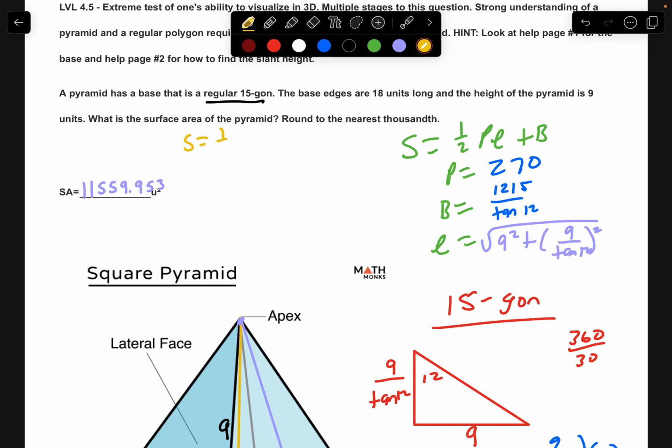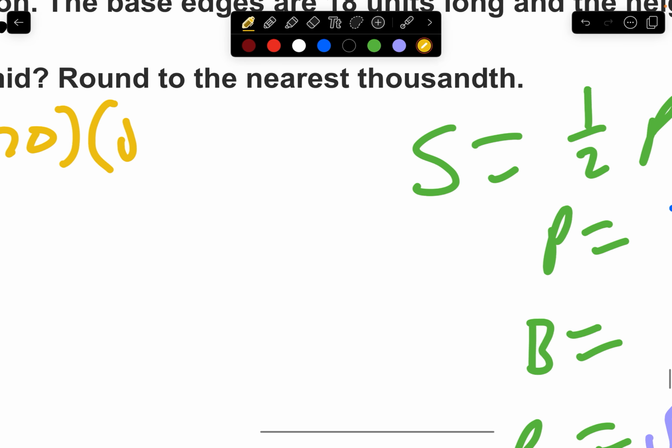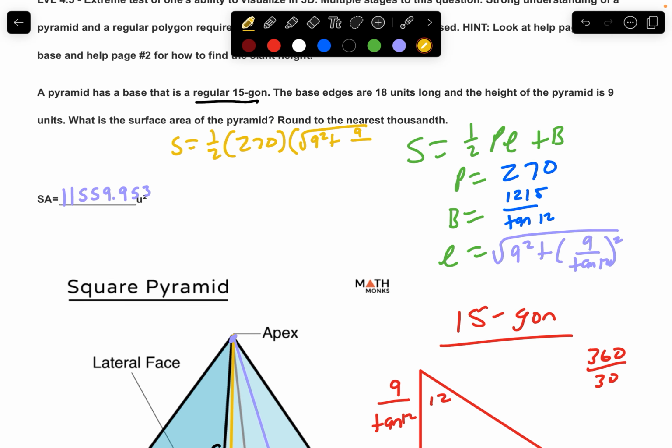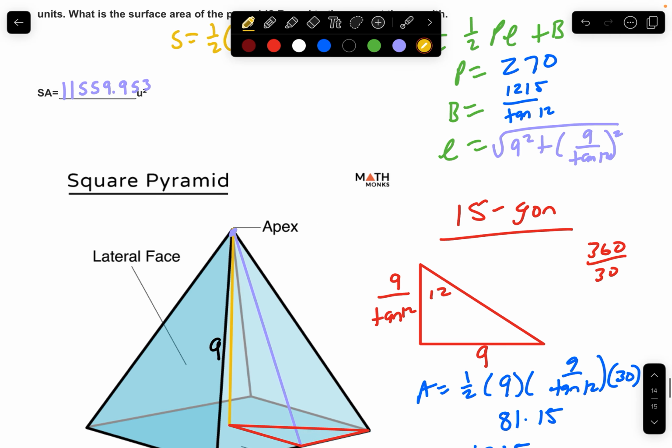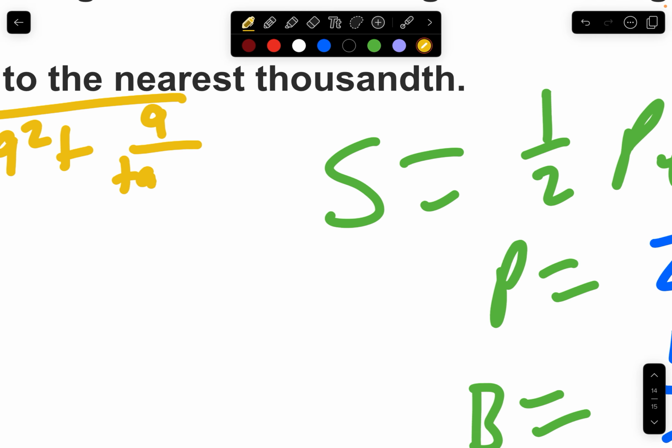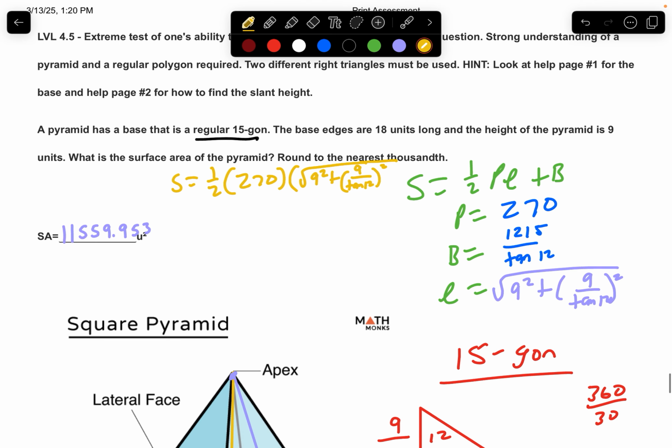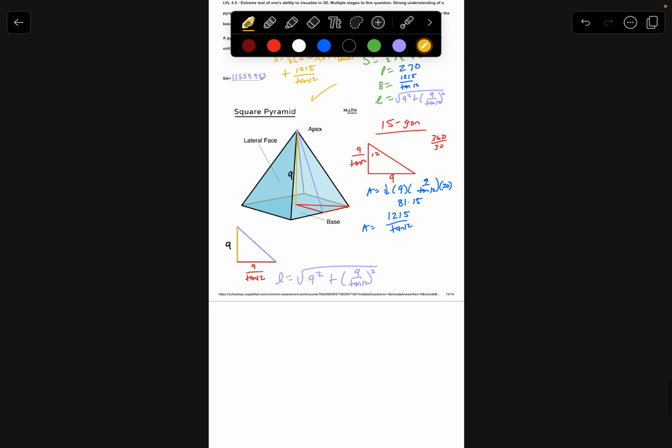The surface area equals 1/2 times the perimeter, 1/2 PL times the slant height. The slant height is the square root of 9 squared plus 9 over tangent 12, squared. So that's 1/2 PL plus B, plus 1215 over tangent 12. That's my answer. I'm going to type that in, make sure hopefully that's right. We did a lot of work if that's wrong.